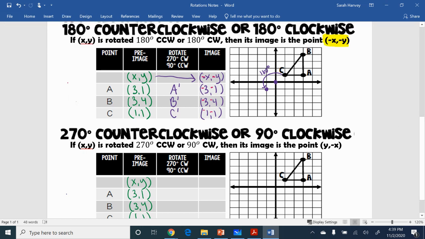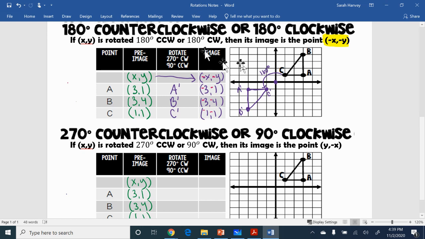Okay, so let's go ahead and plot those on our coordinates. So A would be negative 3, negative 1. That would be your A prime. Your B prime would be negative 3, negative 4. 1, 2, 3, 4. That would be your B prime. And your C prime will be negative 1, negative 1, which we kind of already plotted. And you connect those dots.